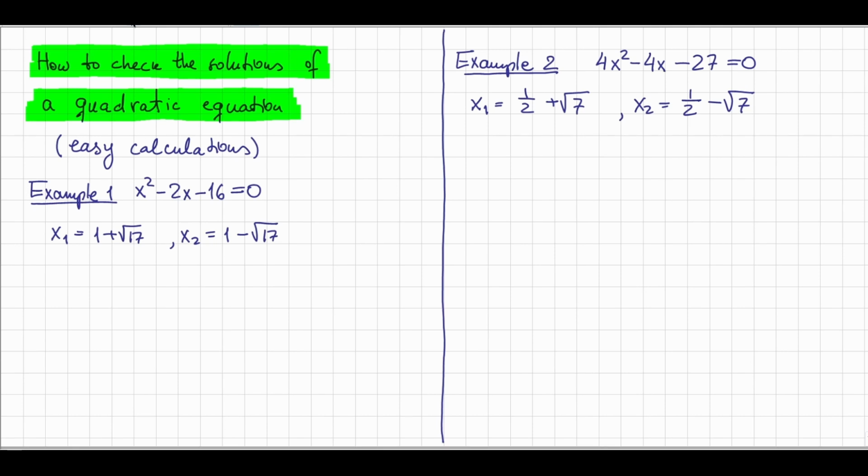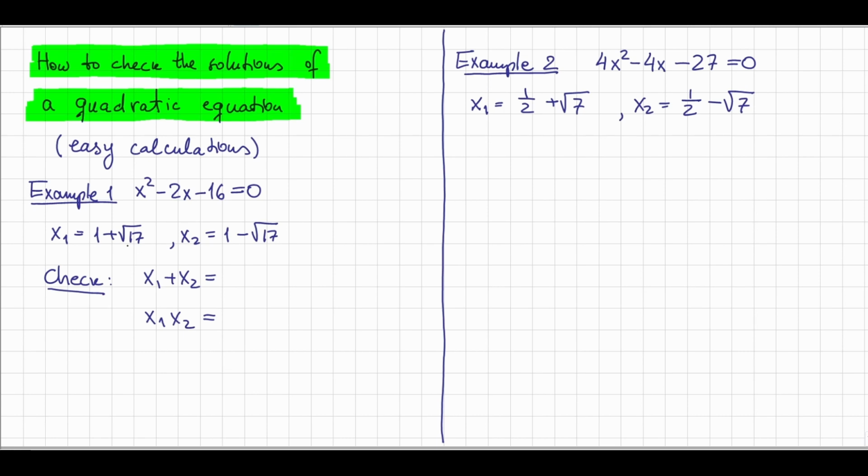So in our first example, we have a quadratic equation x squared minus 2x minus 16 equal to 0. The roots, the solutions which we have calculated, are x1 is 1 plus square root of 17, and x2 is 1 minus square root of 17. Our check then goes as follows. We calculate the sum of the two solutions and also their product.